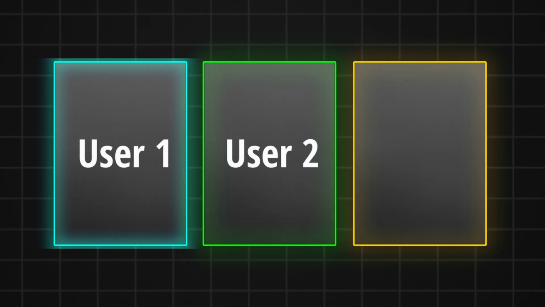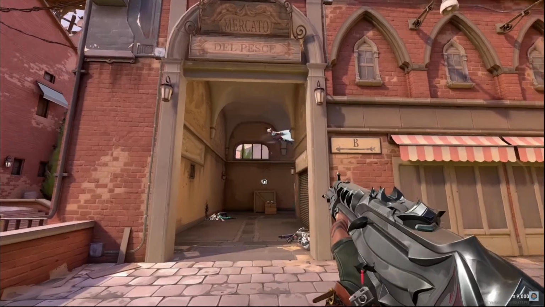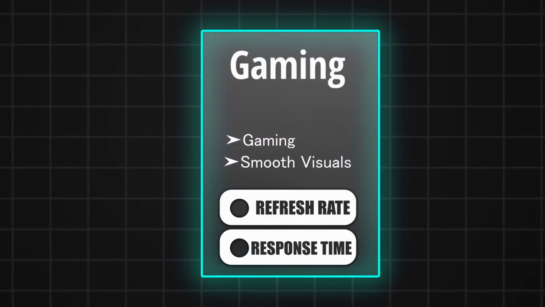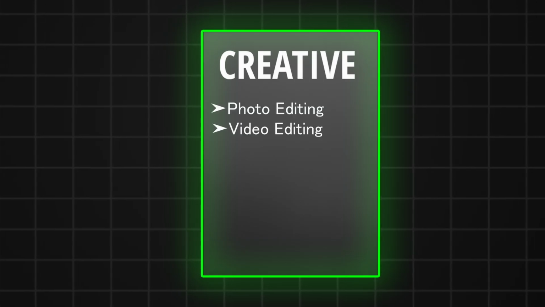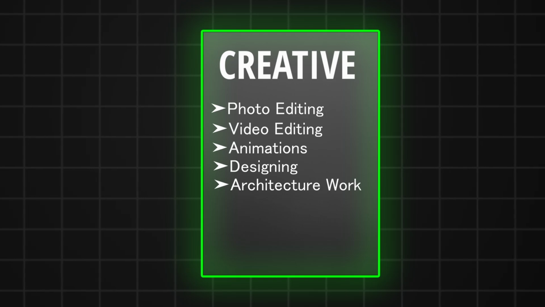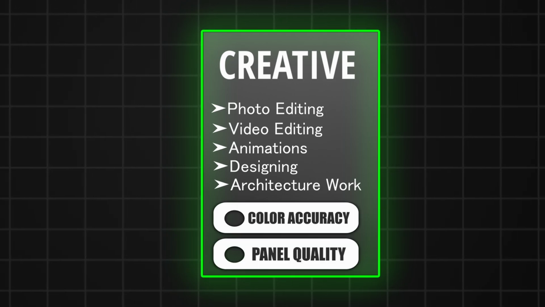Mainly there are three types of users. First is gaming. If you are into competitive games or just love smooth visuals, in which the main focus is refresh rate and response time, then comes the creative workflows that include photo and video editing, animations, designing, or even architectural work. For you, color accuracy and panel quality matters the most.